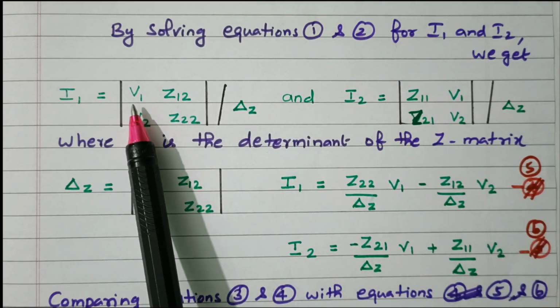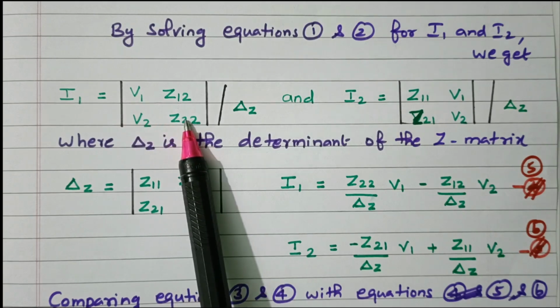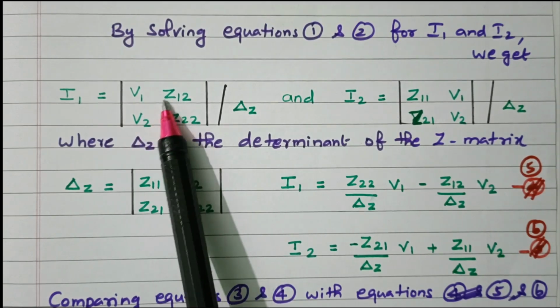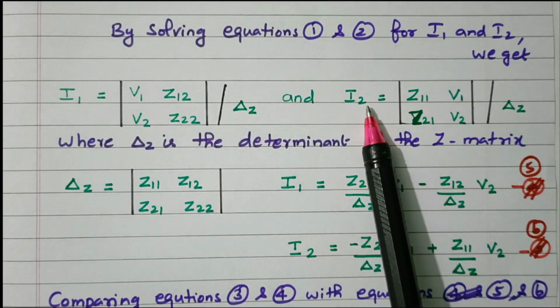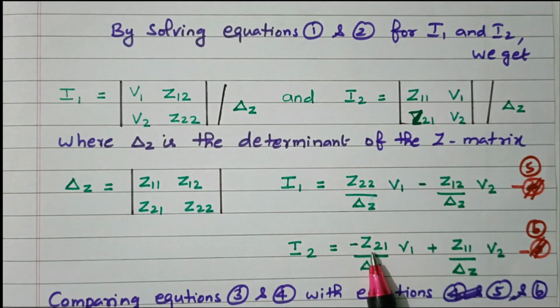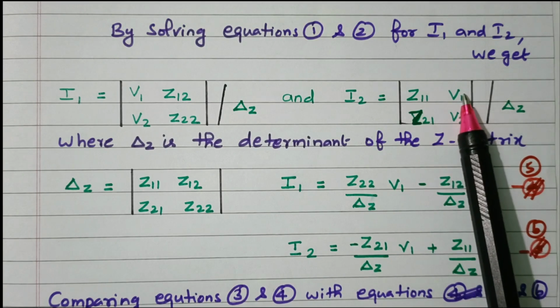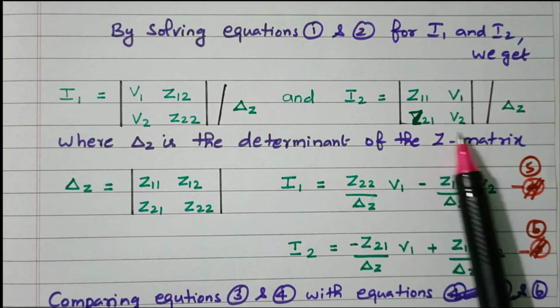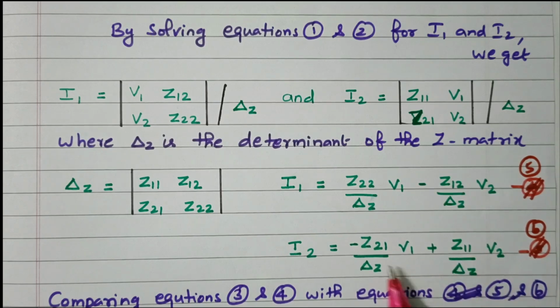What we are doing is the normal determinant of a 2 by 2 matrix: these two parameters are multiplied minus these two parameters, divided by del Z. Similarly I2 is Z11 into V2 divided by del Z, minus Z21 into V1 divided by del Z. This is the first term, this is the second term, with a minus. Take this as equation number 6. In order to express V1, V2, these two terms are interchanged. Now we got the expressions for I1 and I2, equation number 5 and 6. Now we are going to compare these equations.